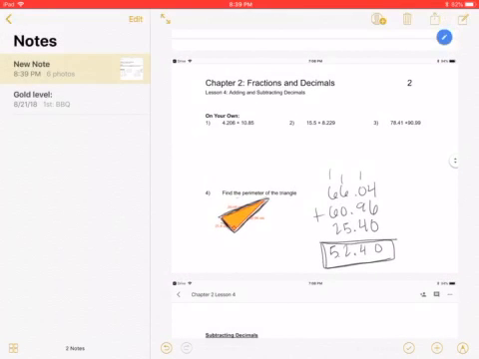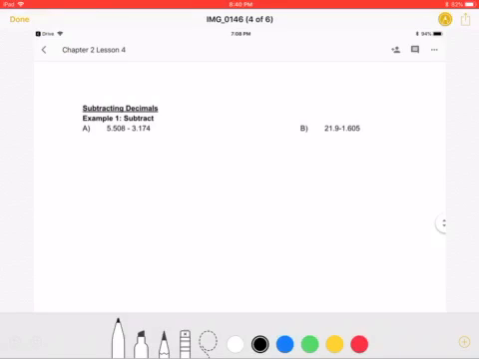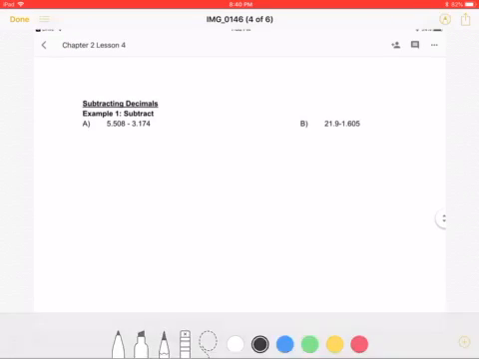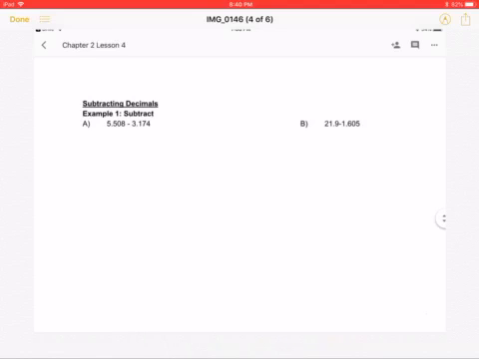All right, so moving on to subtraction. So again, when we're subtracting decimals, we're going to do the same thing as when we're adding. We're going to stack them up first and then subtract just like we normally would whole numbers. So here we have 5.508 minus 3.174. So here we're just going to subtract like we normally would.